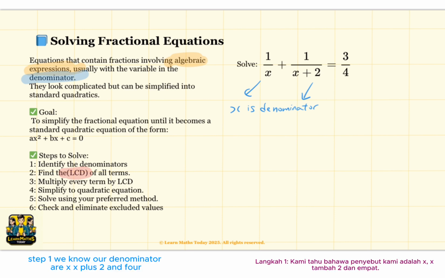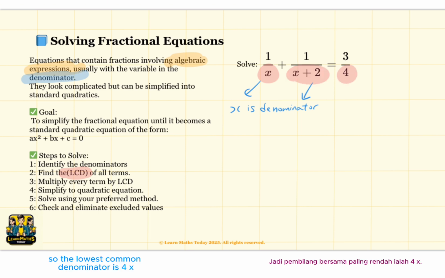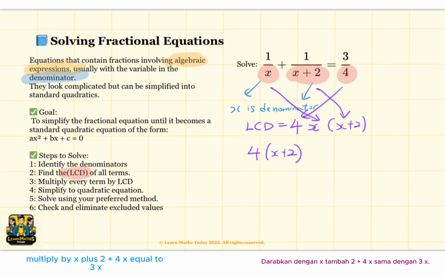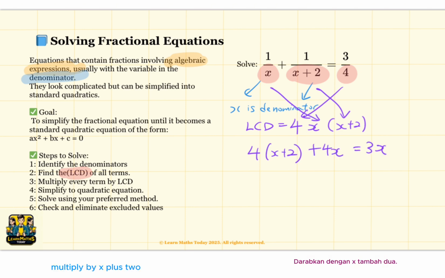Step 1, we know our denominators are x plus 2, and 4. So the lowest common denominator is 4x multiplied by x plus 2. We multiply every term by 4x, open bracket, x plus 2, close bracket. And we will have 4 multiplied by x plus 2 plus 4x equal to 3x multiplied by x plus 2.